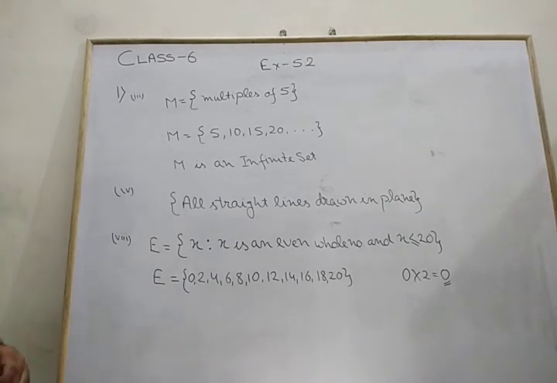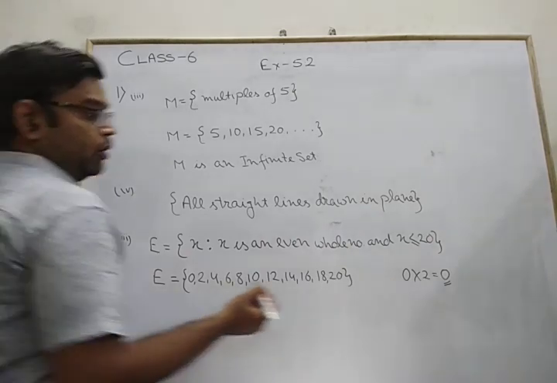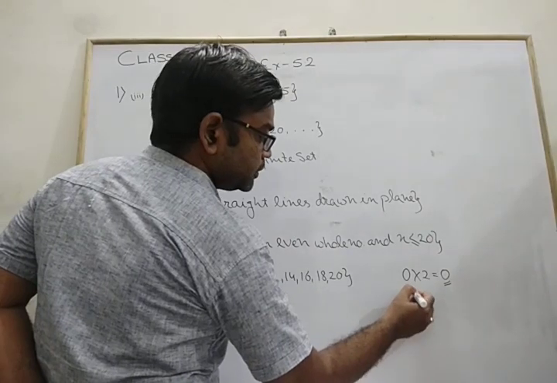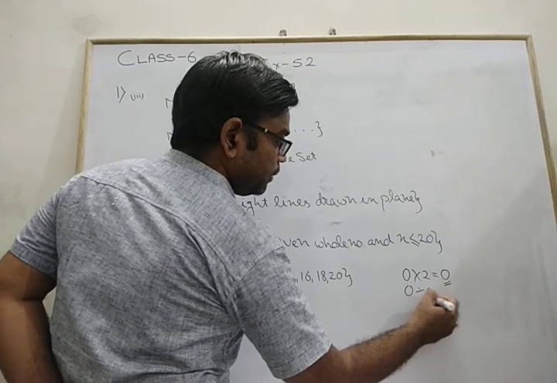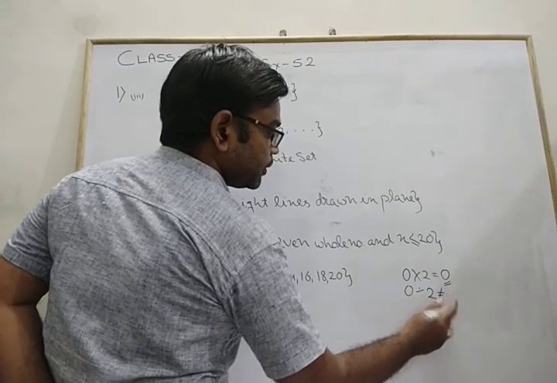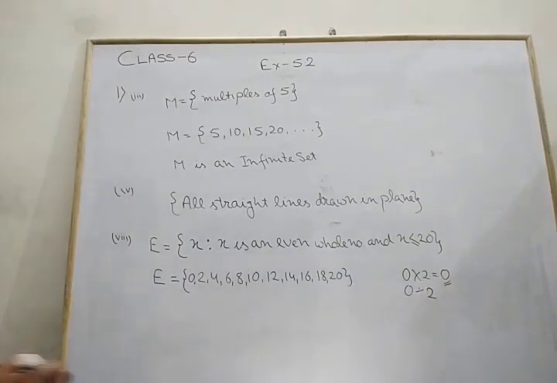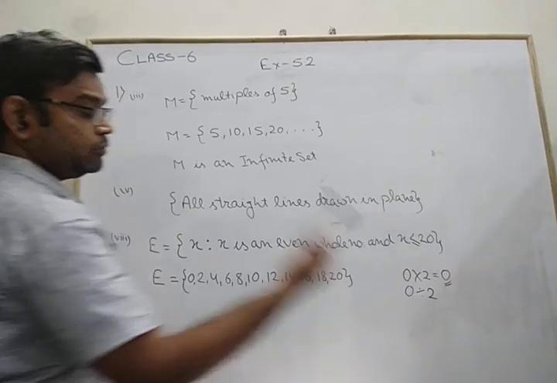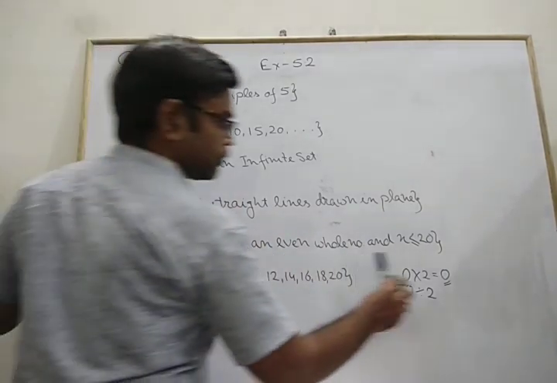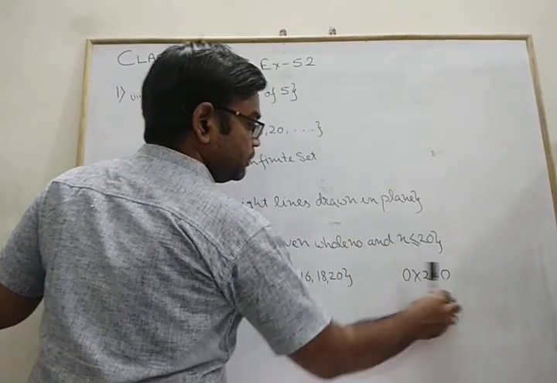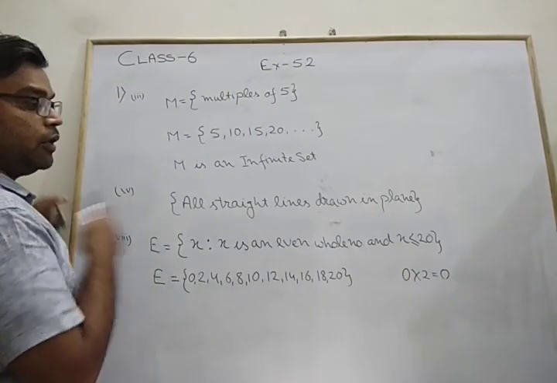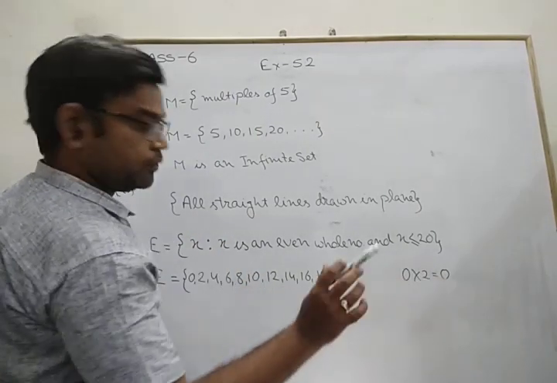What about 1? What about an odd number? An odd number is never divisible by 2, means this condition does not happen. So we can easily say no. So you must always remember that 0 is an even number because it is a multiple of 2.